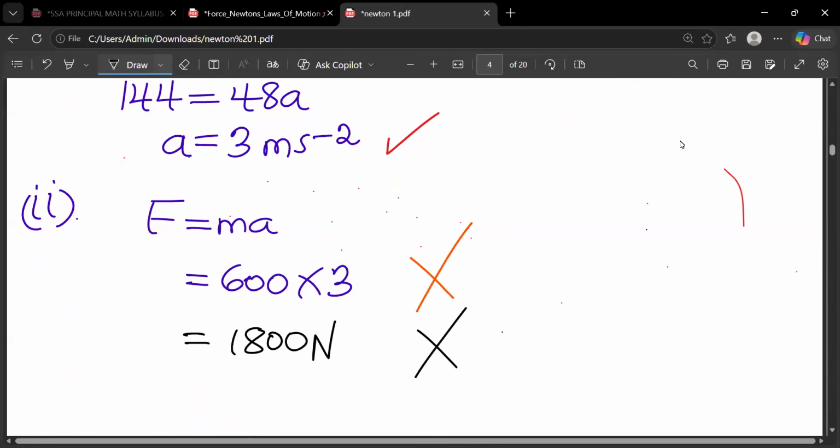Who can raise up their hand and tell me why I'm crossing that work? Yes, the mass is 600, the acceleration is 3, but for me, I'm crossing it. Even your final answer, it's the right one with the units, but I'm crossing it. Who can tell me why? I'm telling you that me as me, I cross it. But at UNEB, trust me, that work is going to be marked correct. But me, I don't like it.